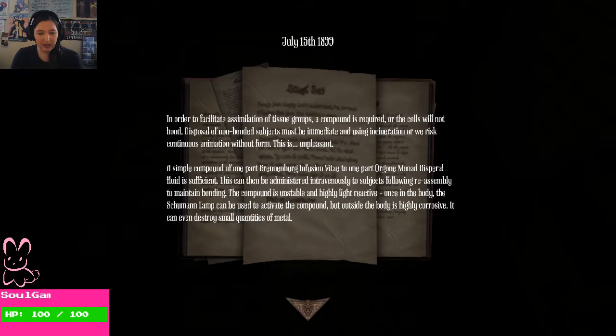So, July 15th, 1889. In order to facilitate a simulation of tissue groups, a compound is required, or the cells will not bond. Disposal of non-bonded subjects must be immediate using incineration, or host type, or we risk continuous animation without form. This is unpleasant. A single compound of 1 part Brennenberg infusion vitae to 1 part organ monad dispersal fluid is sufficient. This can then be administered intravenously to subjects following reassembly to maintain bonding. The compound is unstable and highly light reactive. Once in the body, the Schumann lamp can be used to activate the compound, but outside the body is highly corrosive. It can even destroy small quantities of metal.